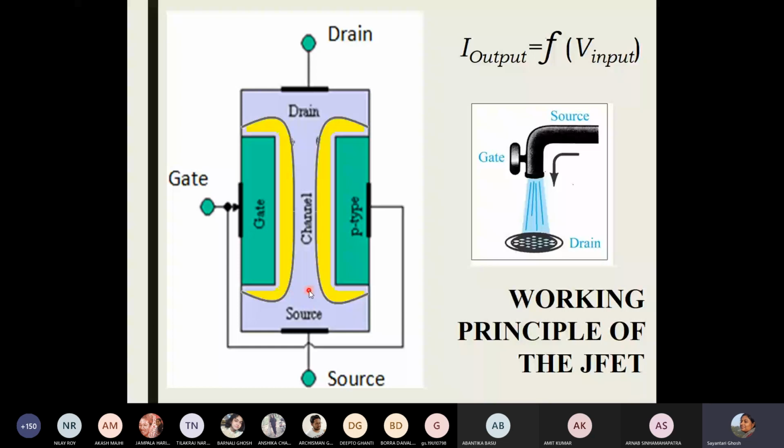So here, the current that flows from source to drain, you can control its flow by applying our reverse bias voltage in those PN junctions by closing down this gate.